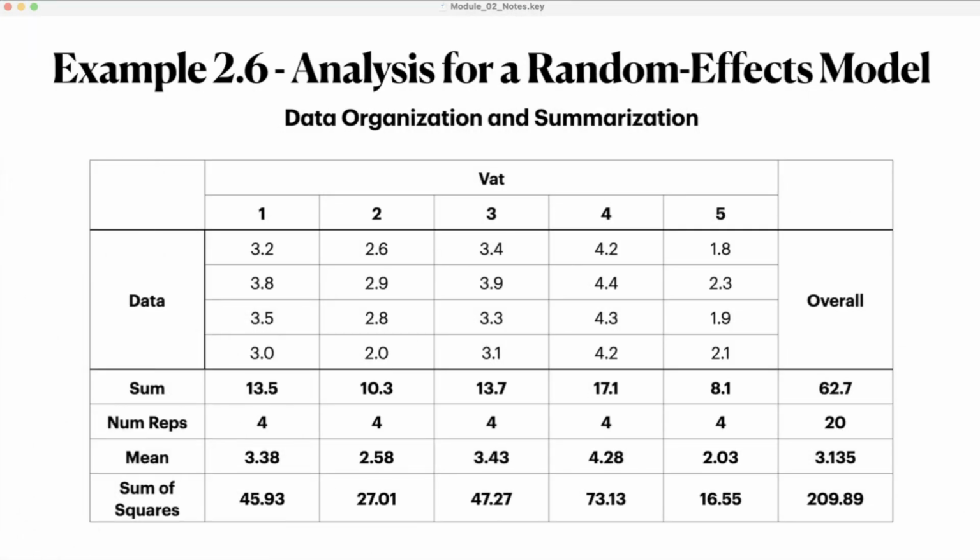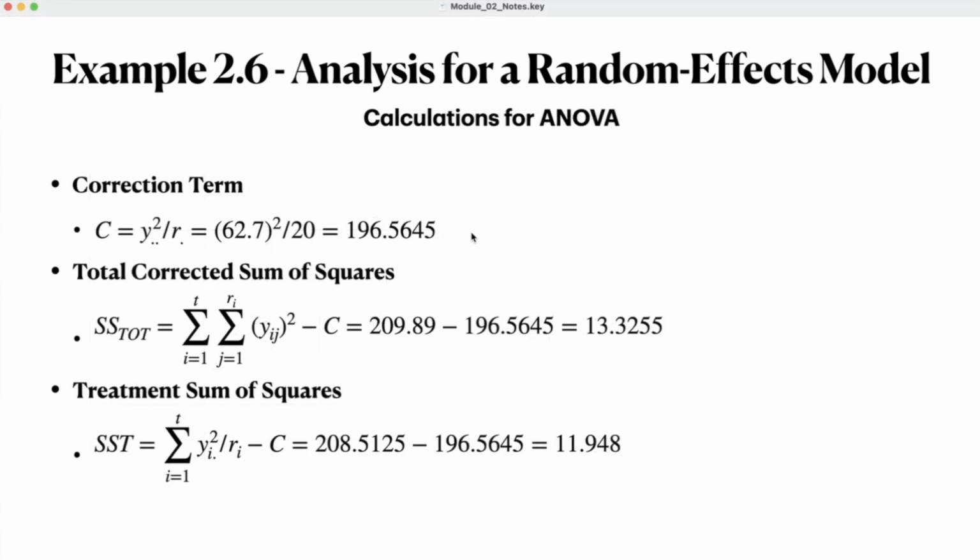All right, so taking a look again here at the raw data and these summary statistics, we're going to use these various summary statistics to come up with the quantities that we need to calculate the sum of squares total, the sum of squares for treatments, and then we'll get the sum of squares error by subtraction. Okay, so we first calculate the correction term.